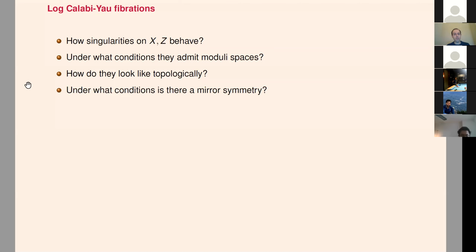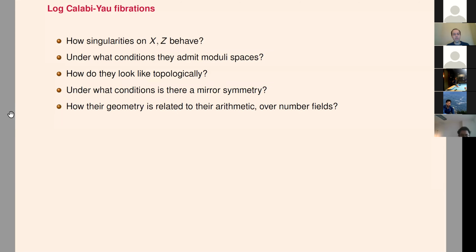You can also ask under what kind of conditions there is a mirror symmetry. Mostly people talk about mirror symmetry in the case of Calabi-Yau, the global case, but is there also a mirror symmetry in this relative case, generally for fibrations? Is there a mirror symmetry locally for singularities, and so on? So I think there is a lot to be explored there.